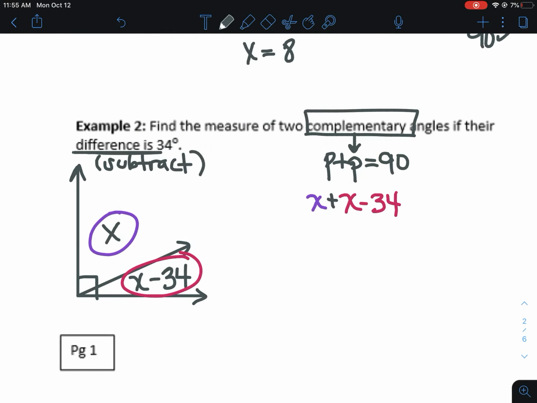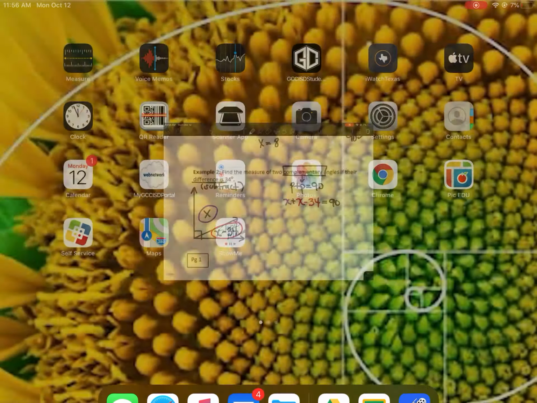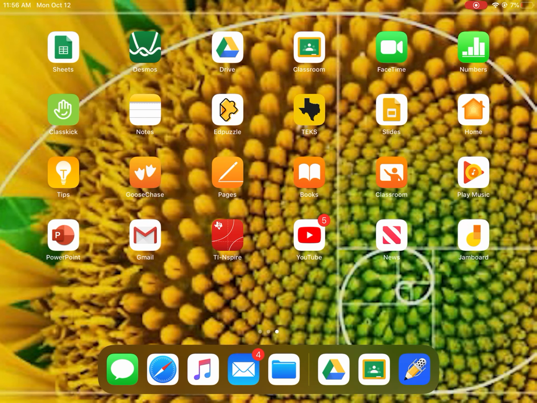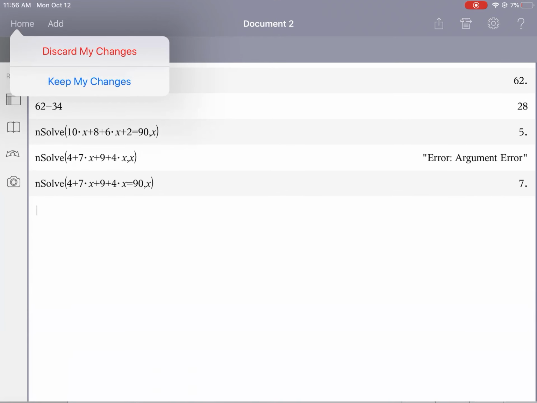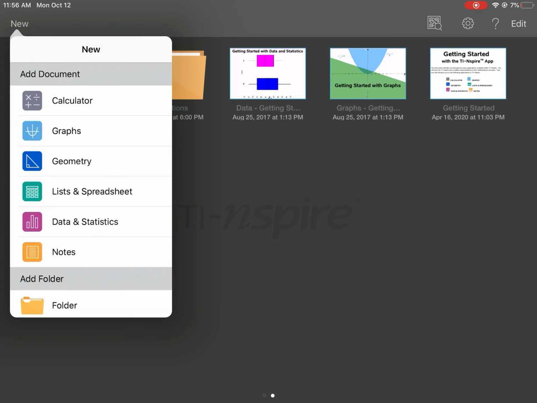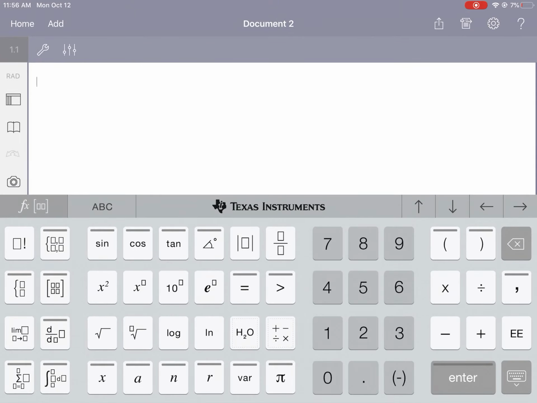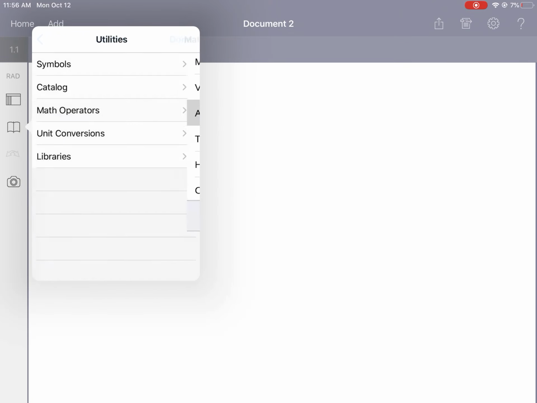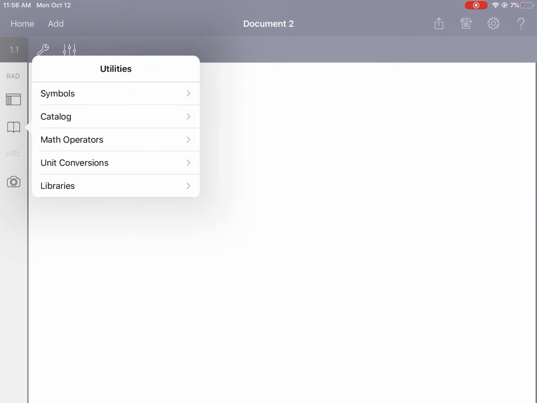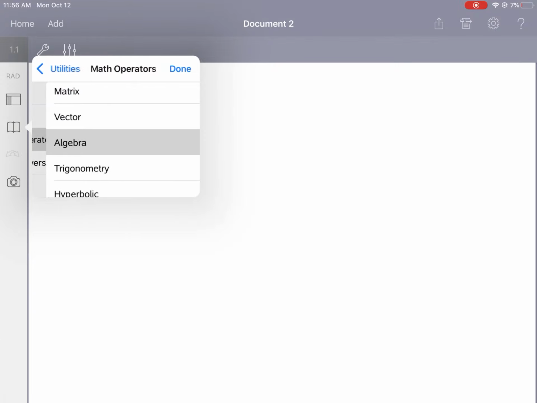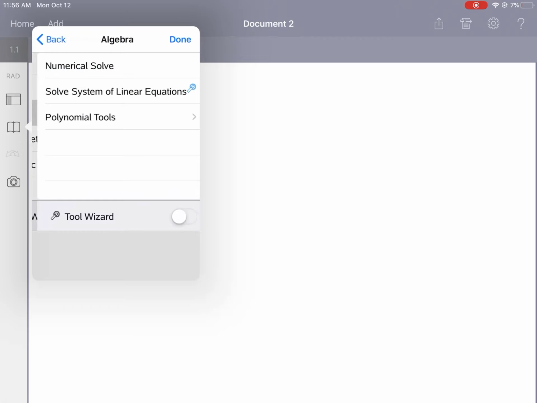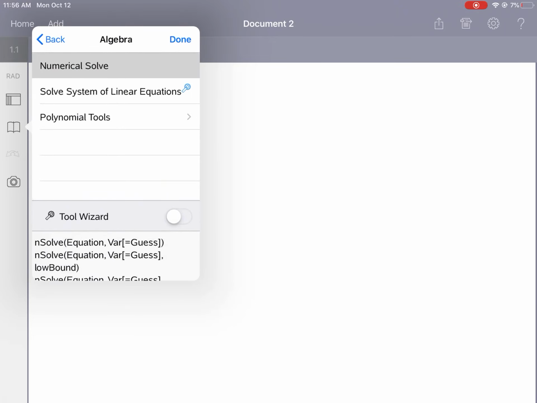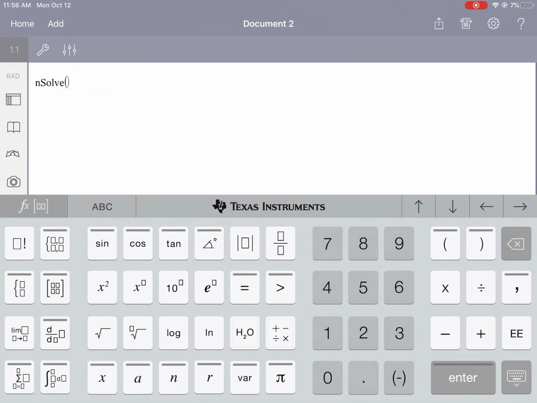And again, we have to add the parts, and when we add them, they should equal 90. So we could solve it the old-fashioned way like we did with example 1, or we can go over to our TI Inspire app. Okay, so we start a new calculator document. Press the little book-looking icon here on the left, hit Math Operators, Algebra, numerical solve, done. And there we have it.